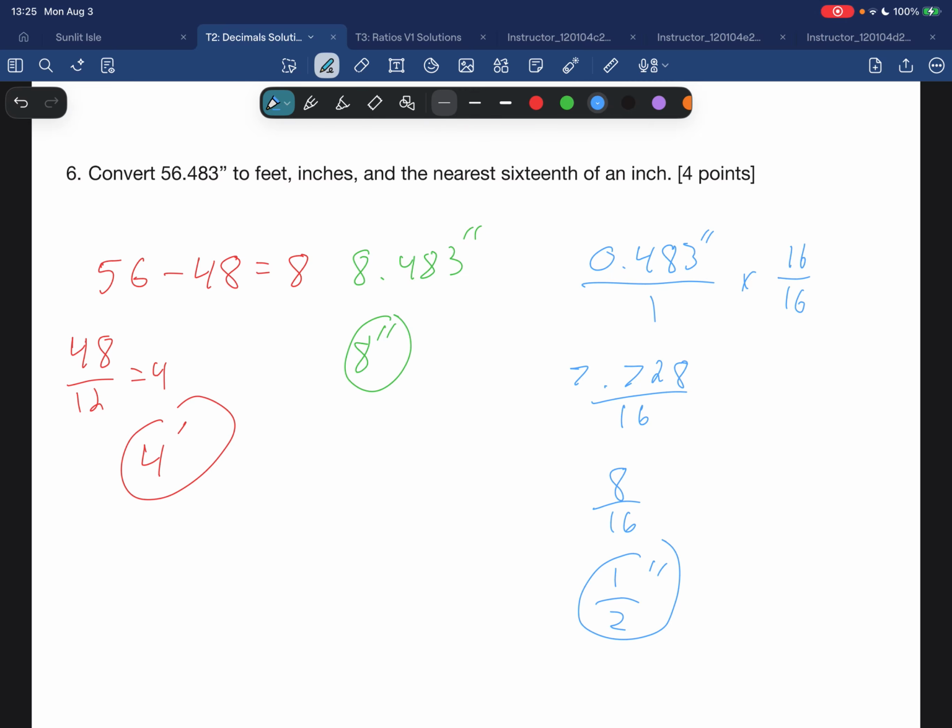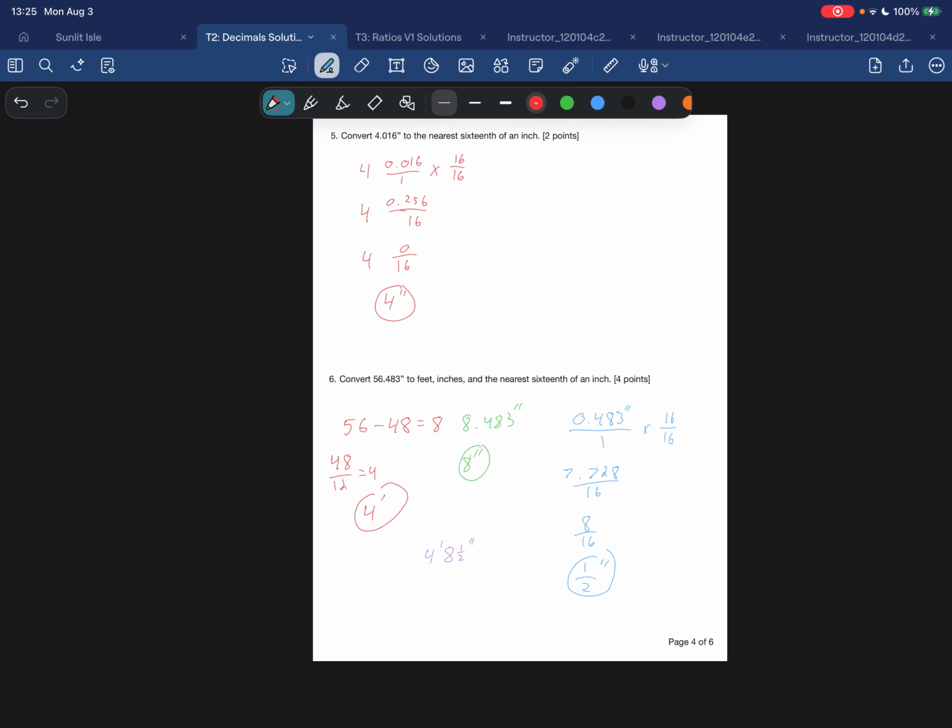And now we can go ahead and combine these numbers for our answer of 4 feet and 8.5 inches. So that was question 6.